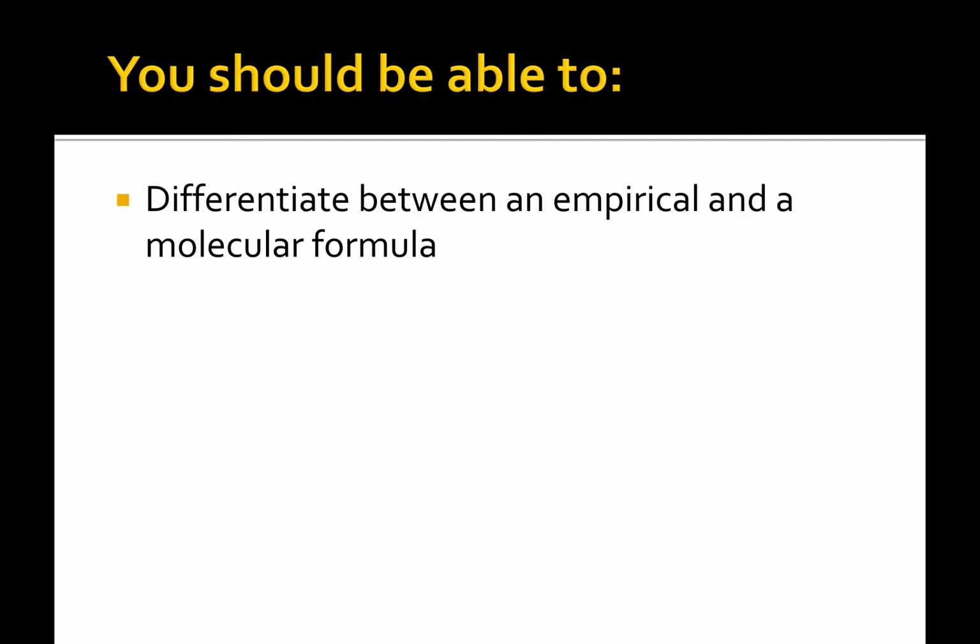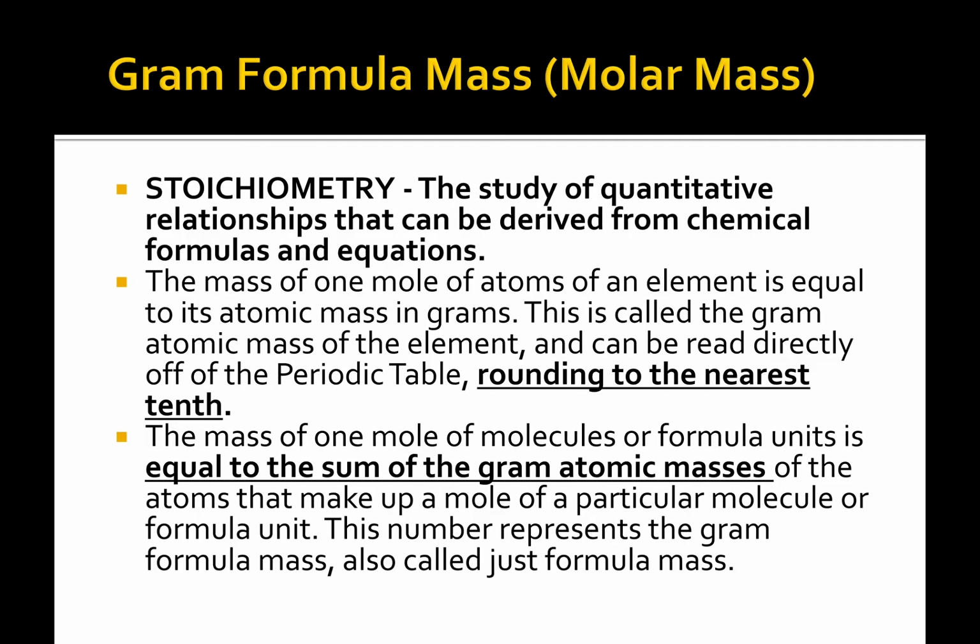Alright, you should be able to differentiate between an empirical and a molecular formula. On to gram formula mass, a little more of the meat and potatoes of what we want to do here. Stoichiometry is the study of quantitative relationships that can be derived from chemical formulas and equations. So, we know that the mass of 1 mole of atoms of any element is equal to its atomic mass in grams. That we get from the periodic table.